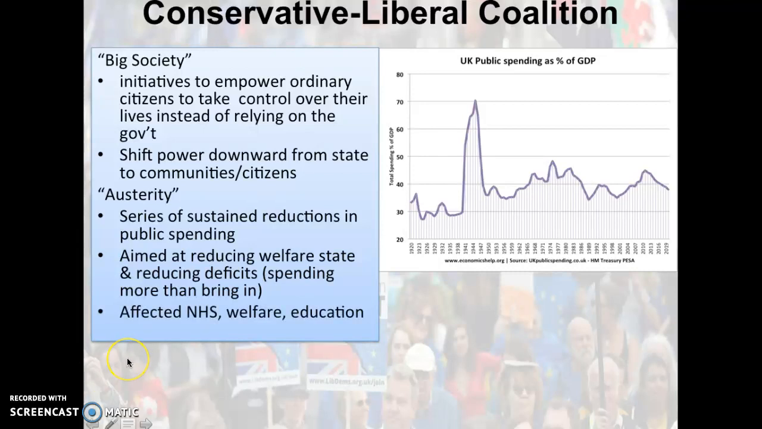And this austerity is going to affect the National Health Service, welfare programs, and education, especially university education. And when we talk about social movements, we'll talk about the people's response to these cuts in these very popular public welfare programs. Okay. And that is it for political change and economic change.